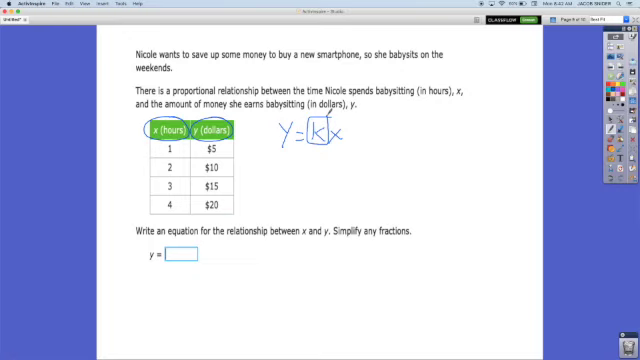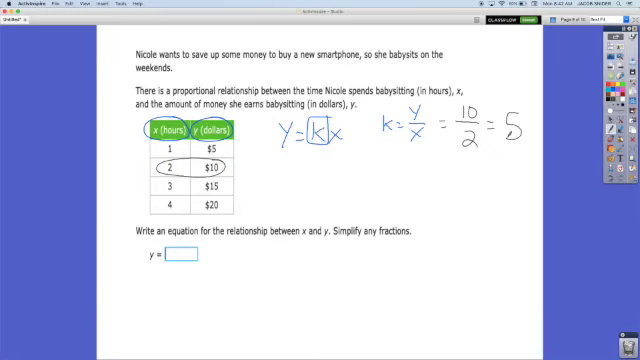Once again, how do I find k? k equals y over x. Okay, pick any term that you want. Let's go with the middle one this time. Kind of see a pattern. They're not always the same number, but they are in these couple examples that I pulled. Okay, so my y value is $10 over how many hours would she work to make that? 2 hours. And when I simplify, that equals 5.